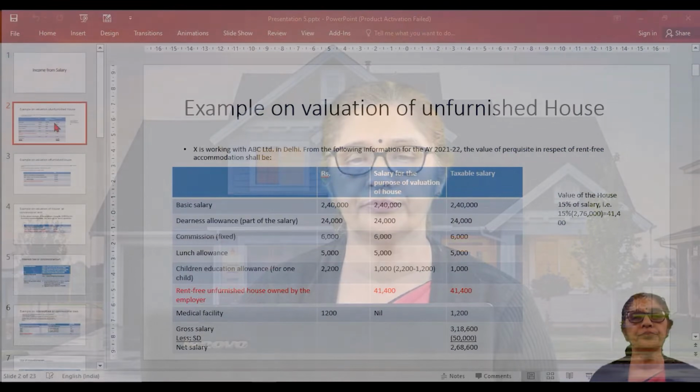Hello learners. In the earlier presentation, we had tried to understand the concept of valuation of the house. We'll just do that again with the help of an example. Practically, how do we find out the value of the house? So, we'll talk of unfurnished, we'll talk of furnished, we'll talk of rent-free, we'll talk of concessional.